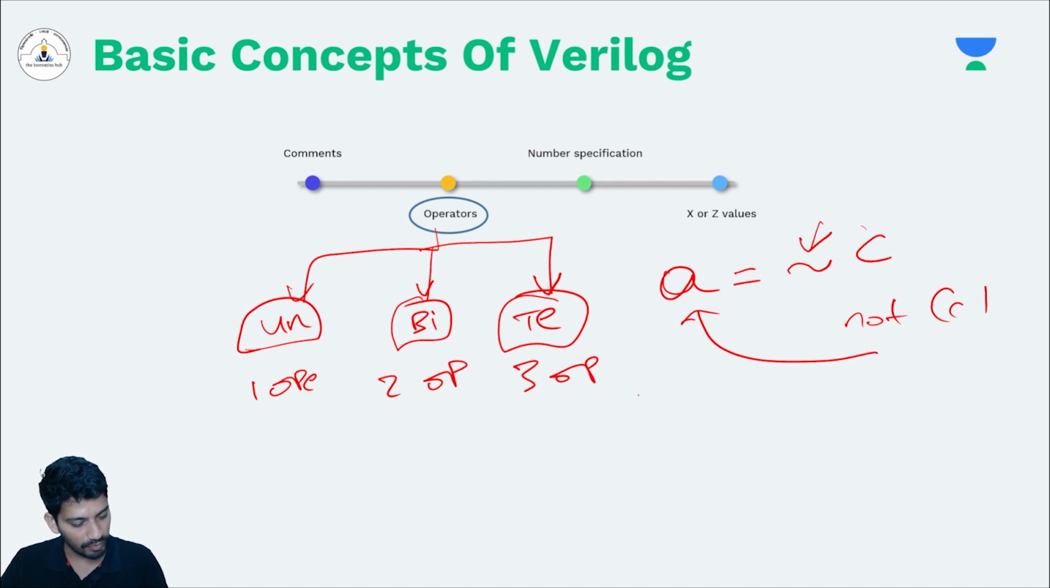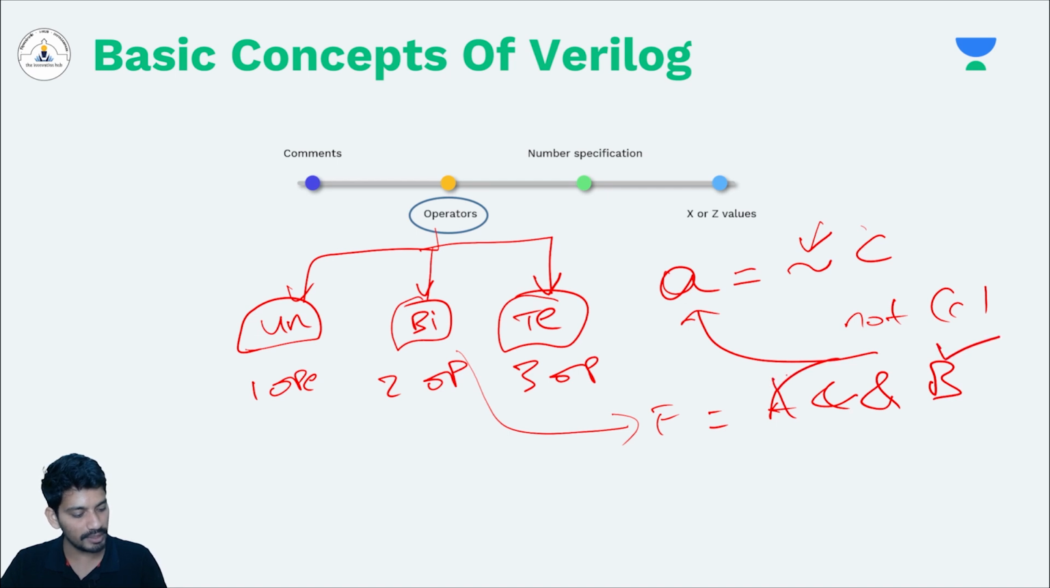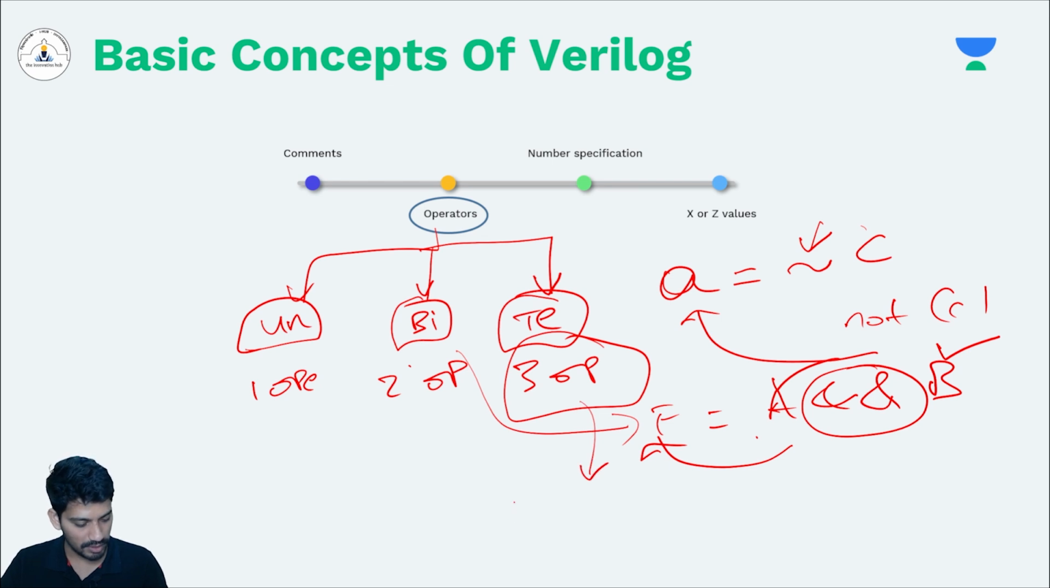And what is the example of a binary operator? Let's say I want F is equal to A and B. Here I am using two operands and performing an AND operation and storing the result in F. This is an example of a binary operator. What is the example of a ternary operator? A ternary operator will have three operands like this: A question mark B colon C.